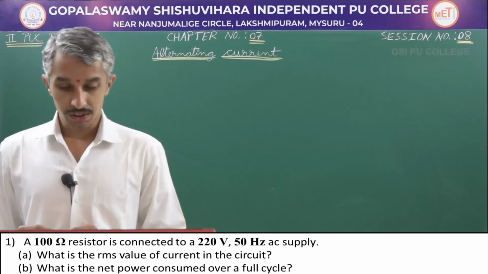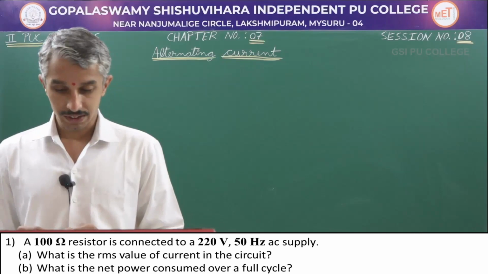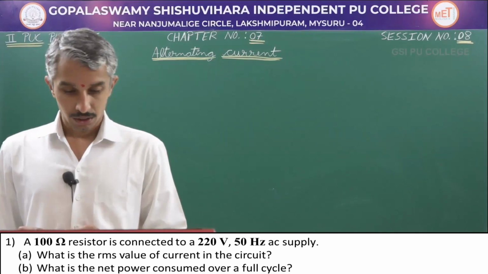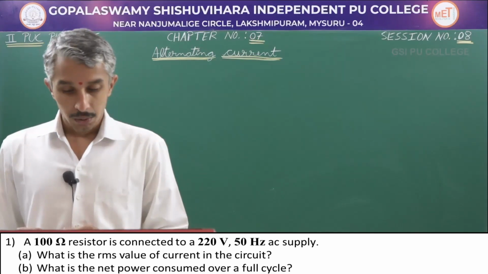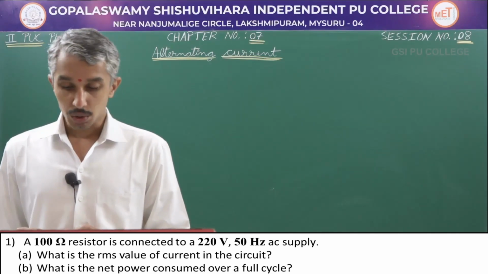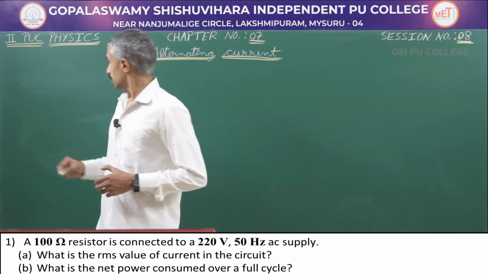A 100 ohm resistor is connected to a 220 volt 50 hertz AC supply. What is the RMS value of current in the circuit and what is the net power consumed over a full cycle? So let us begin. Let us note down the data given.